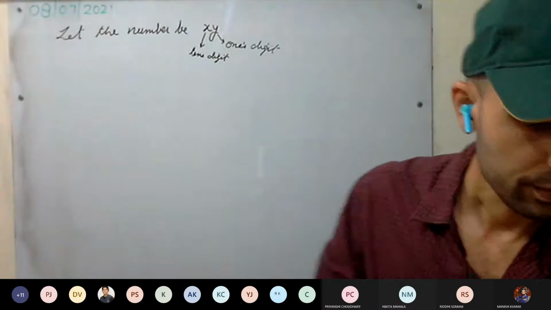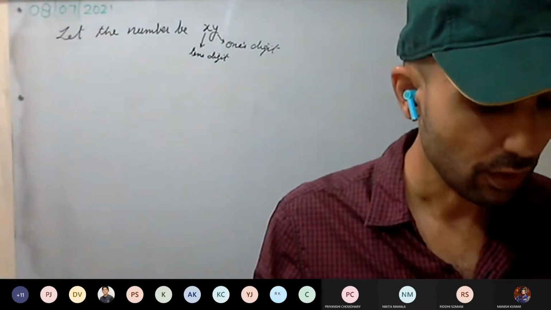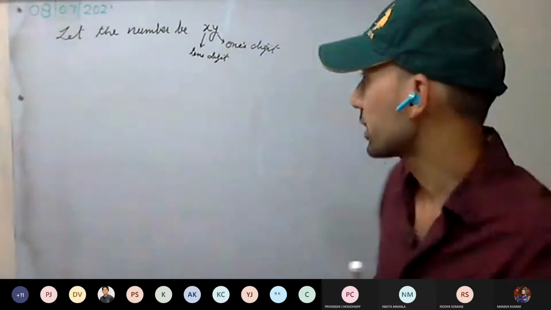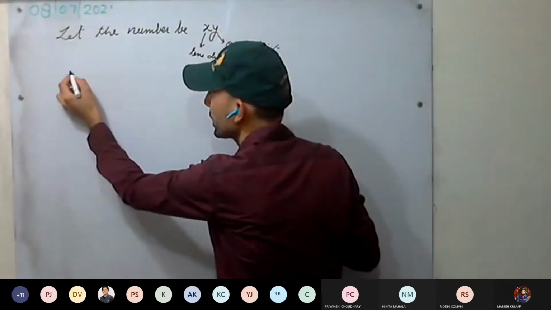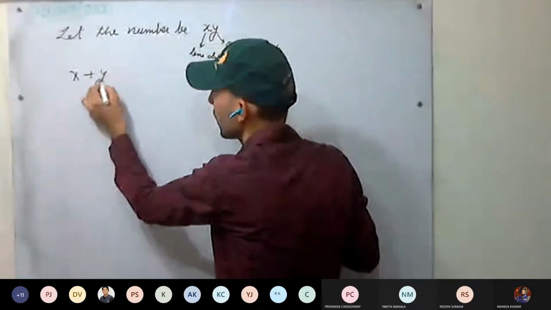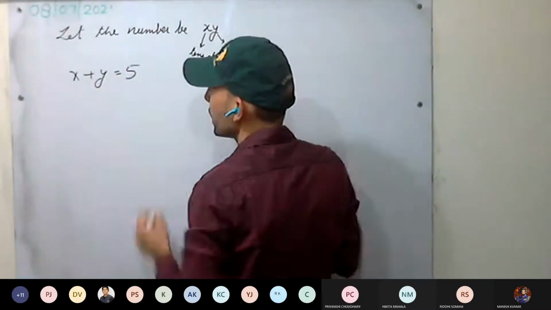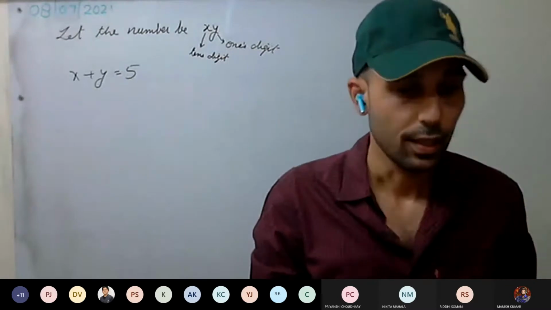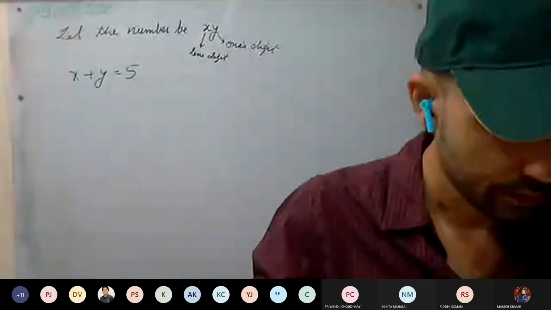Now the sum of the digits of a two-digit number is 5. It means x is one digit, y is other digit. x plus y equal to 5. Their sum is 5. Digit sum is 5. Now read the second one.